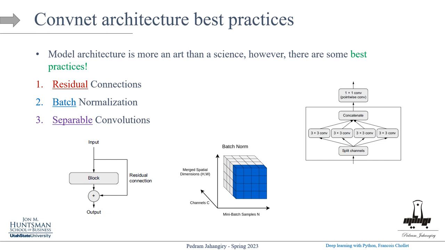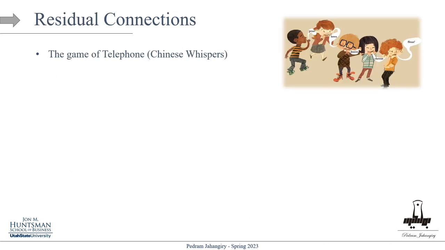Some of them are more scientific. So for example, for residual connections, we know the science behind it. For separable convolution, it's very simple to understand. But when it comes to batch normalization, even though there's a paper written on it, it seems that nobody clearly knows what's happening with it. But the point is that it works, and as long as it works, we're going to apply it. All right, let's start with the first one, residual connections.